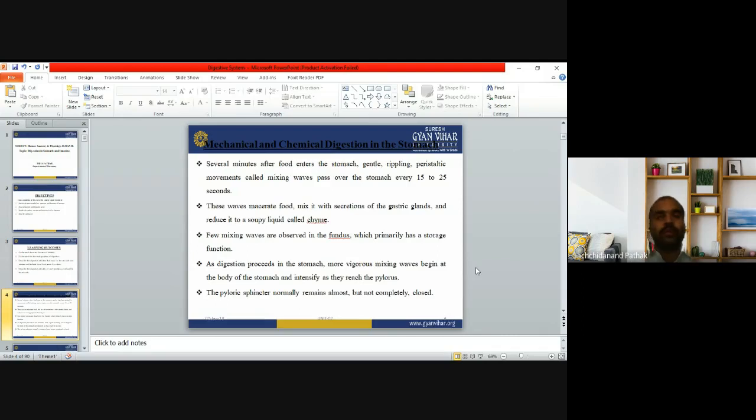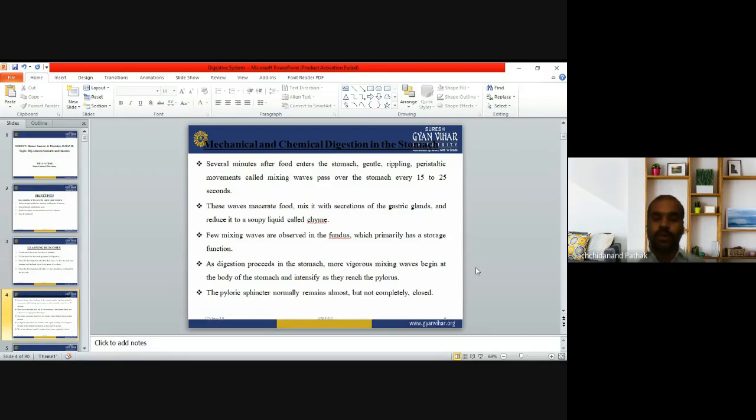In earlier classes, I explained the pyloric antrum and pyloric canal, and then there is the pyloric sphincter. The pyloric sphincter is just at the neck of the small intestine, the duodenum. Between the stomach and intestine, there is the duodenum, the first part of the intestine. So between the stomach and duodenum, there is the pyloric sphincter. This sphincter acts like a gate guard.